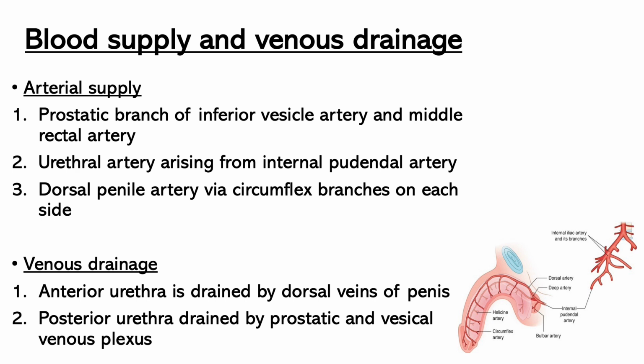Venous drainage. 1. Anterior urethra is drained by dorsal veins of the penis. 2. Posterior urethra is drained by prostatic and vesical venous plexus.